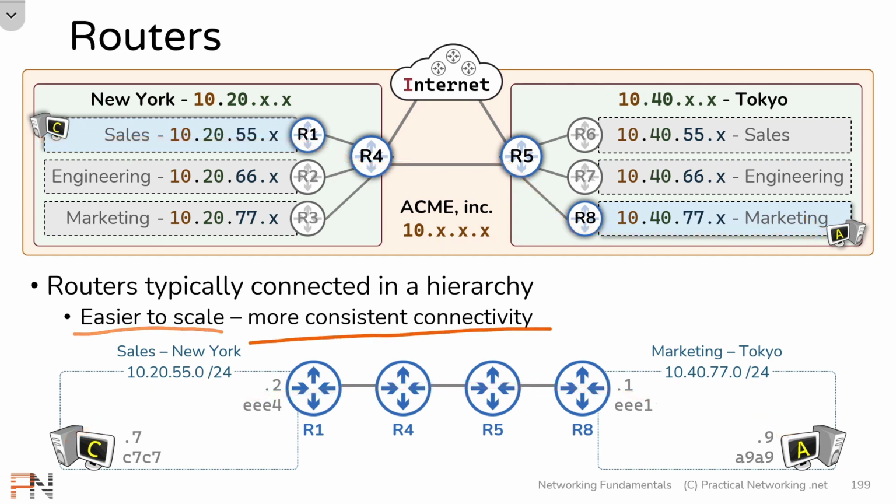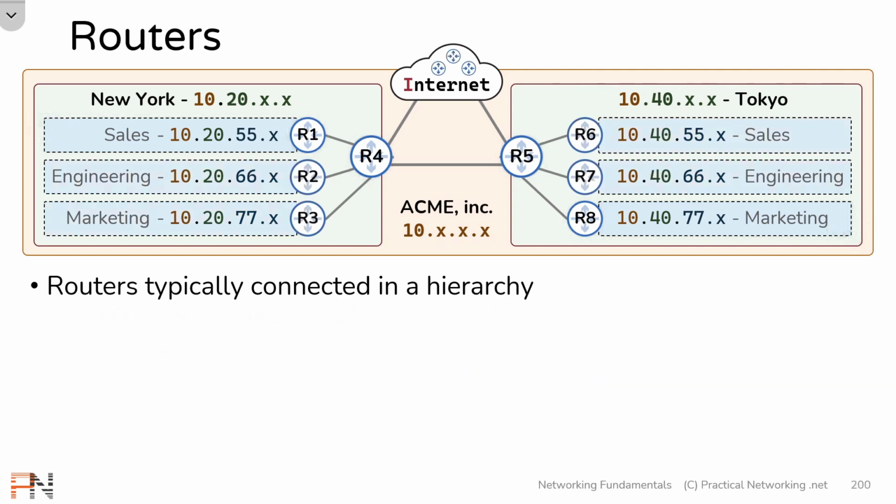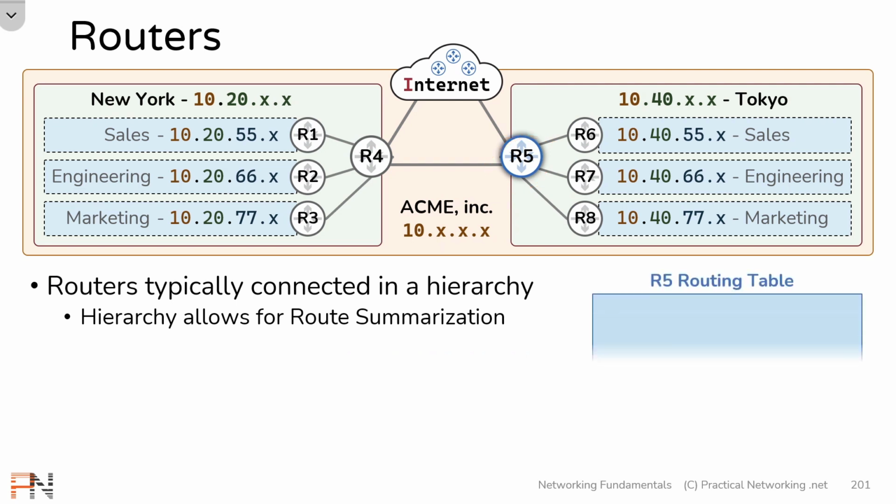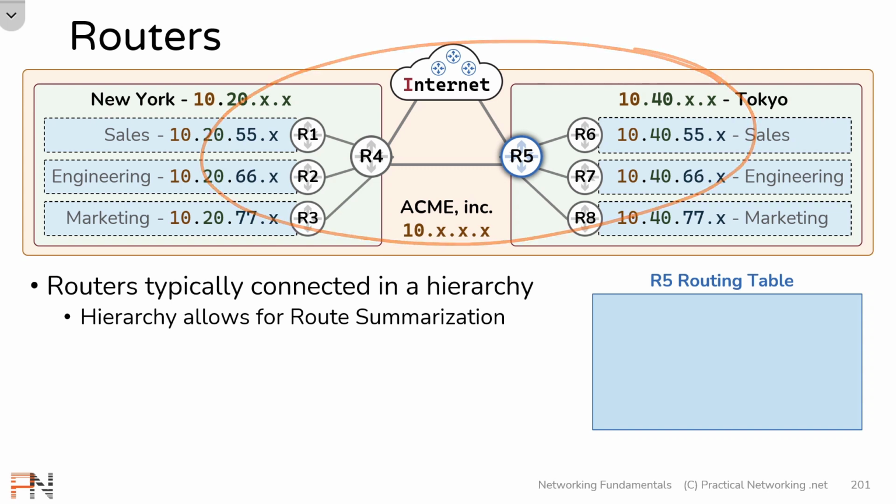So these are 2 reasons why physically routers are typically deployed in hierarchical topologies. But there is still another reason which I'd like to unpack next, and that reason is that routers in a hierarchy allows for what's known as route summarization. To explain route summarization, let's focus on router 5 for a moment, and let's take a look at router 5's routing table. In the last few videos, we discussed that every router has a routing table, and that routing table is a map of every network that exists. In this topology, we have 6 networks, and router 5 is going to need a route for each one of them.